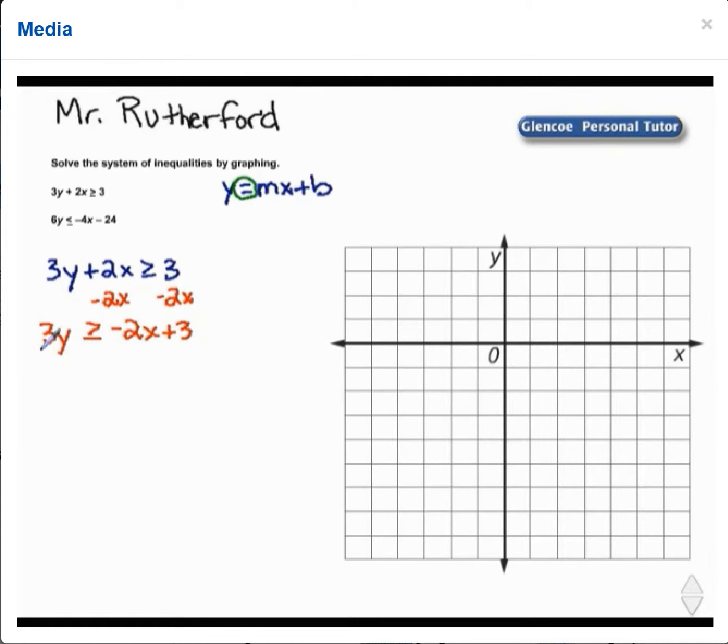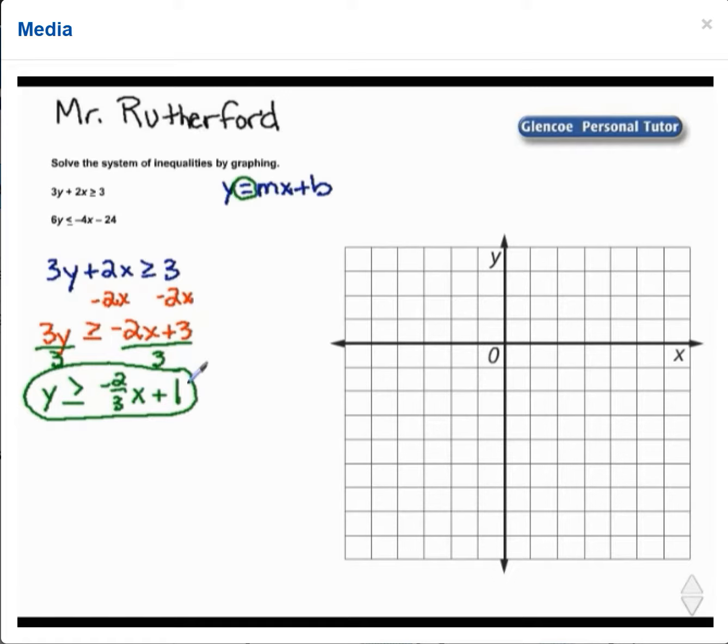Now we need to divide both sides of our inequality by 3 so that we can have a coefficient of 1 with the y. So we have y is greater than or equal to negative 2/3 x plus 1, because 3 divided by 3 is 1. So this is going to be our first inequality. So let's graph this.